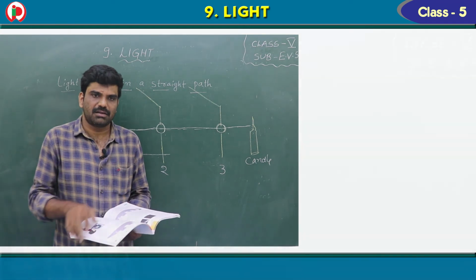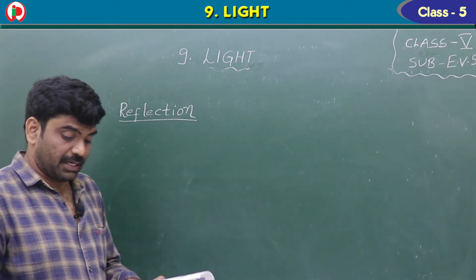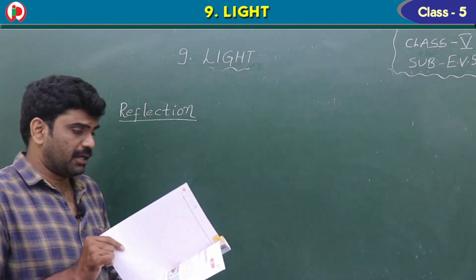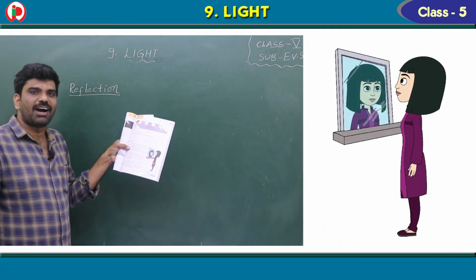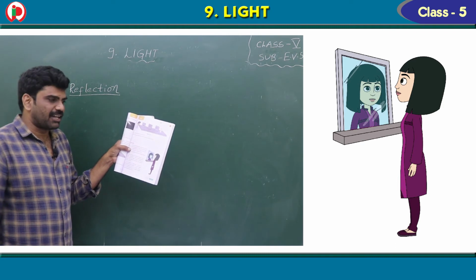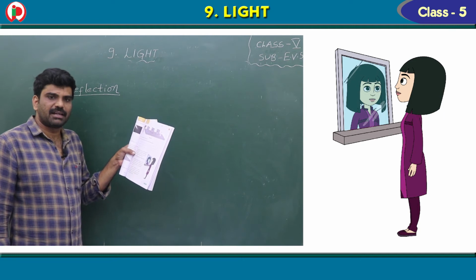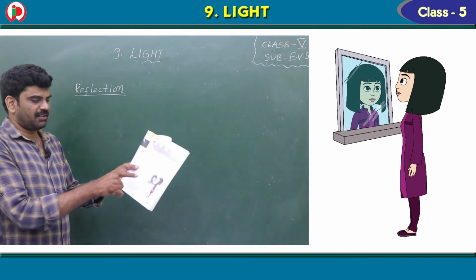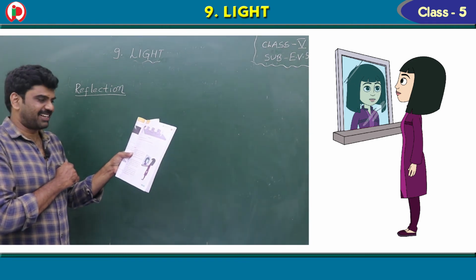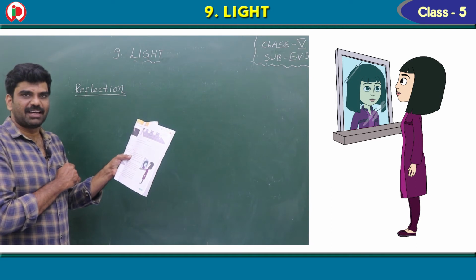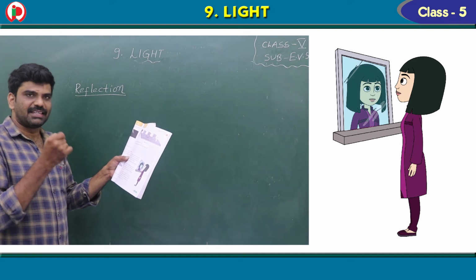So from this experiment, it is clear that light rays travel in a straight line. Children, so far we have seen that light travels in a straight line. Now let us see, take page number 73. You can observe the figure. The girl is in front of what? Yes, a mirror. Children, can you see your face in the mirror? Can you see your hands in the mirror? Not only face, we can see many things in front of the mirror.